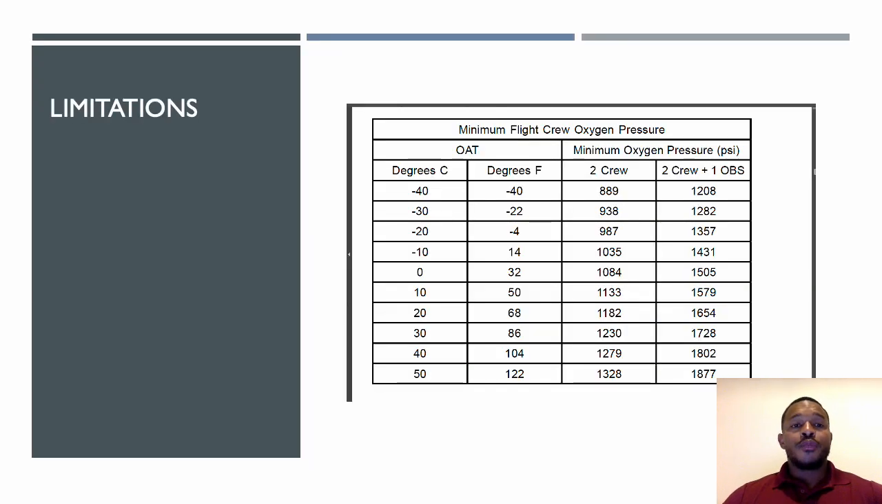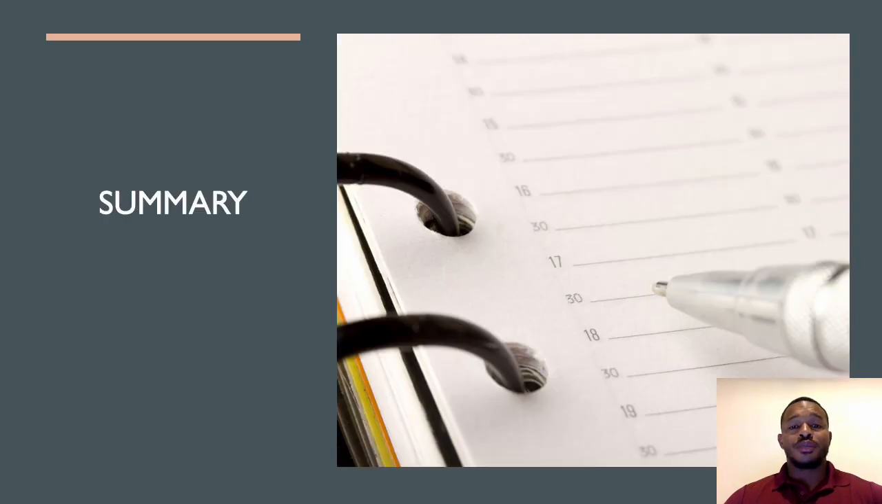And then here, we have some additional limitations for minimum crew oxygen pressure. As you can see, the pressure needs to be adjusted based on the altitude. And as we know, it is a minimum of 2 crew members. And you see there's differences in minimum pressure based on the temperature.